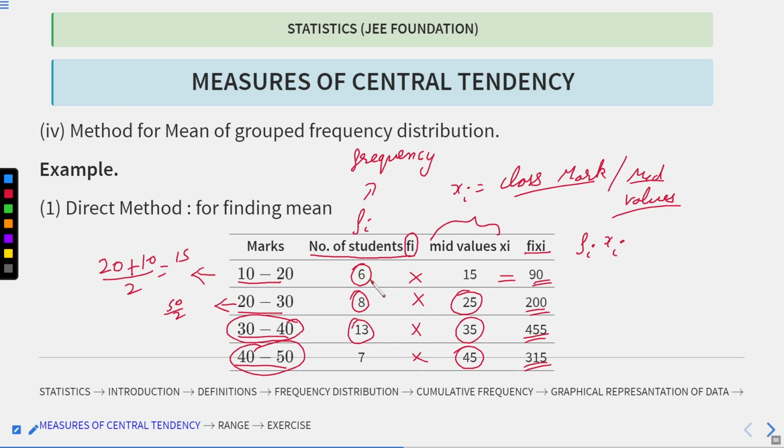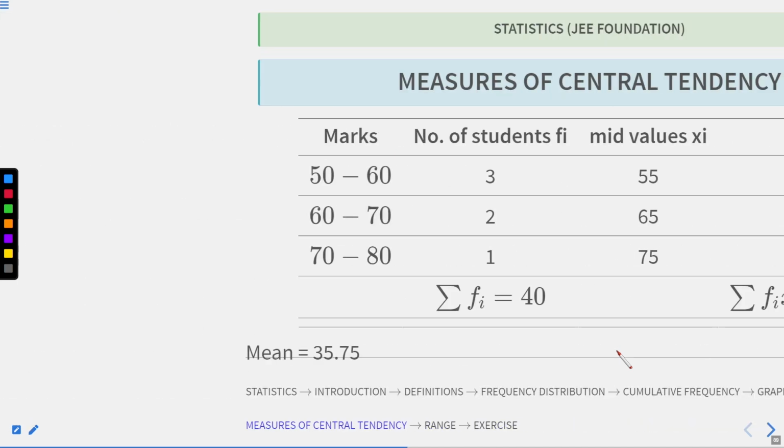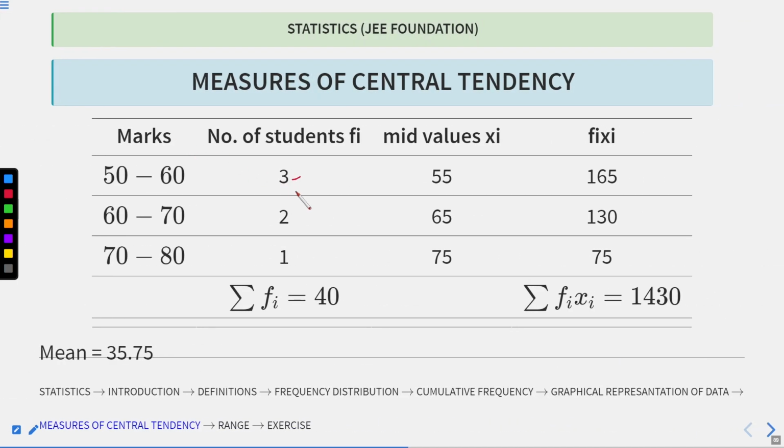Let me add them again. So 6 plus 8 is 14, 14 plus 13 is 27, and 27 plus 7 is 34, and 34 plus 3 is 37, 37 plus 2 is 39, 39 plus 1 is 40. I hope now this is clear.